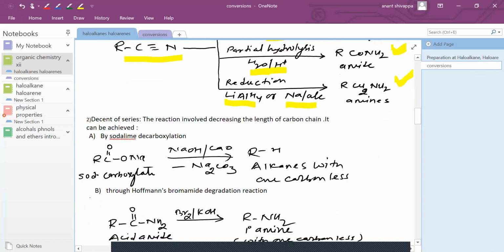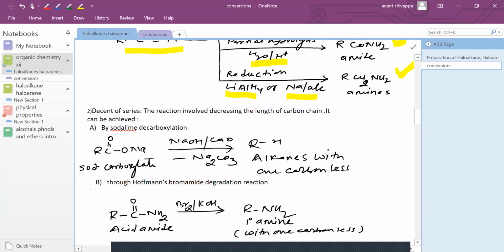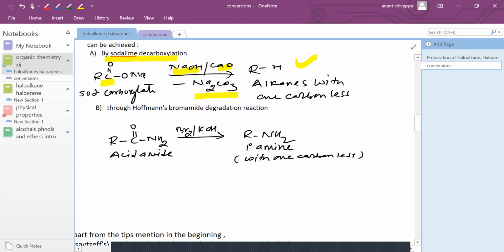Then after ascent of series, there are a few examples of descent of series. It means the product contains less number of carbon than the reactant. The first example of descent of series is by soda lime decarboxylation. This you have studied in class 11th in alkane. So sodium carboxylate undergoes treatment with soda lime, which is a mixture of NaOH and CaO. It undergoes the process of decarboxylation and alkanes are obtained. So you see alkane contains one carbon less than the reactant. So this is through soda lime decarboxylation.